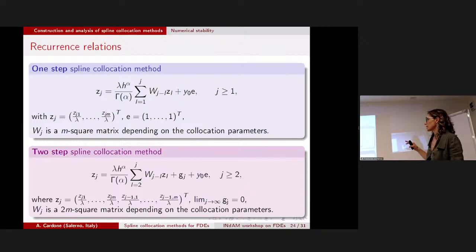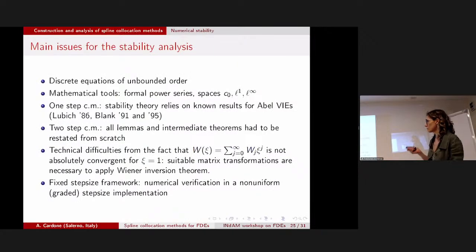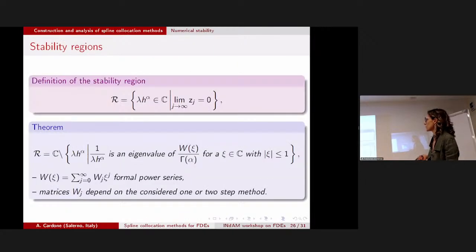To study, as can be seen, they are difference equations of unbounded order, and so we do not know the solution in a closed form. So we have to use some more sophisticated tools to derive some stability conditions, as for example, the form of power series. With this mathematical machinery, we were able to characterize the regions of stability.